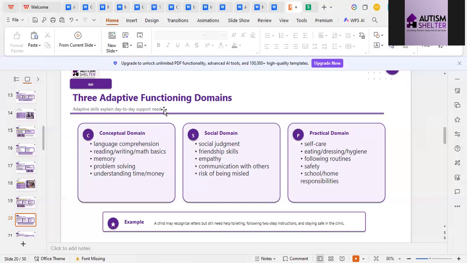Okay, so for example, a child may recognize letters. If you're a behavior therapist, you work on his or her academic task, but the child may still need help with toileting. Toilet training is a most important task, guys. Most important. Also following two-step instructions and staying safe in the clinic.